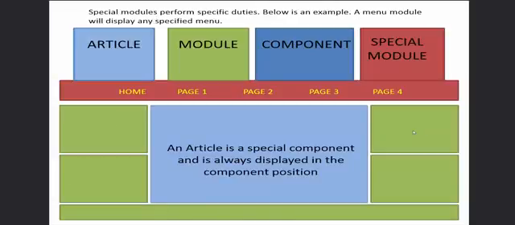Special modules perform specific duties. Below is an example. A menu module will display any specified menu. So a menu module will only display menus, and the menu it's displaying here is the main menu. An article is a special component, and it always displays in the component position in the center of the page.